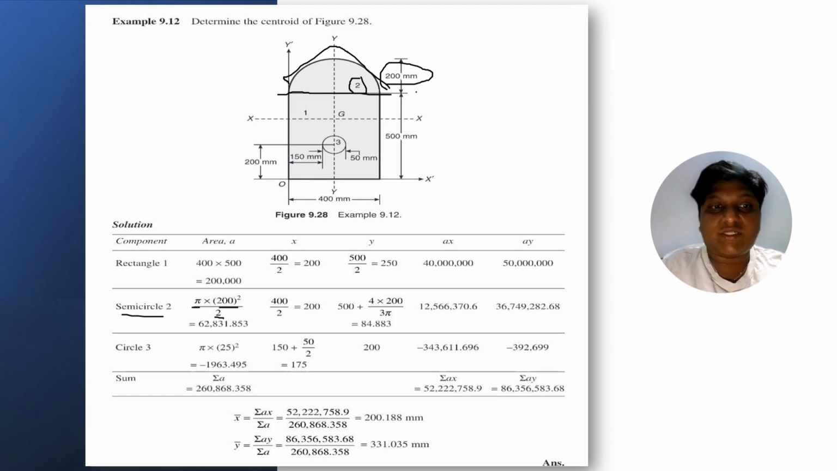So when we do this in the calculator, we get this value. Alright, so we found the area of the semicircle. After finding the area, our next step is to find the x bar. X bar for a semicircle is nothing but d by 2.